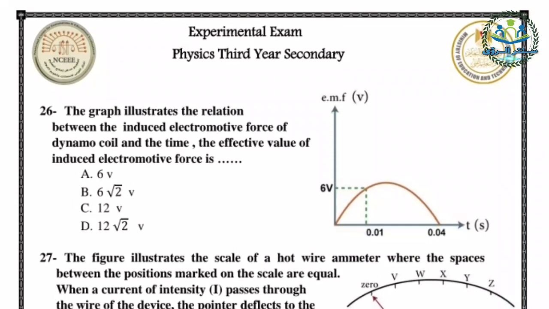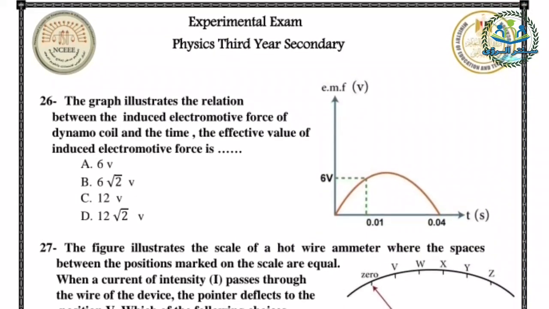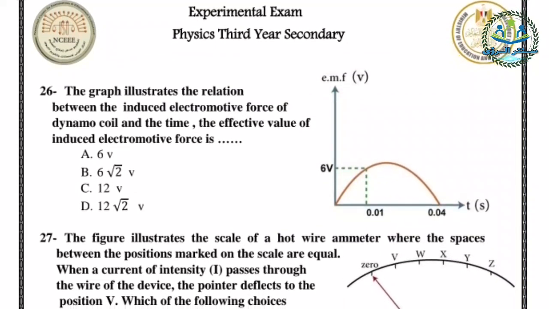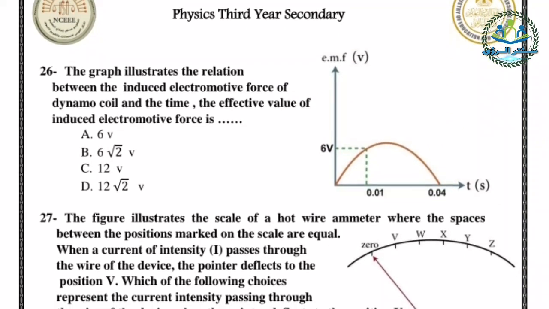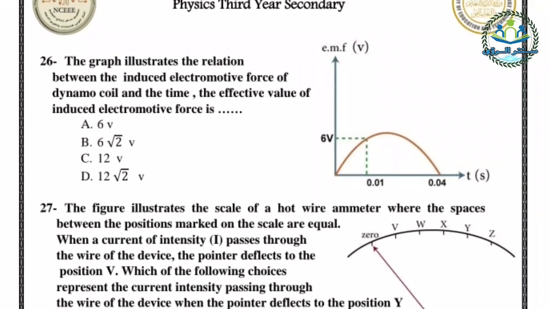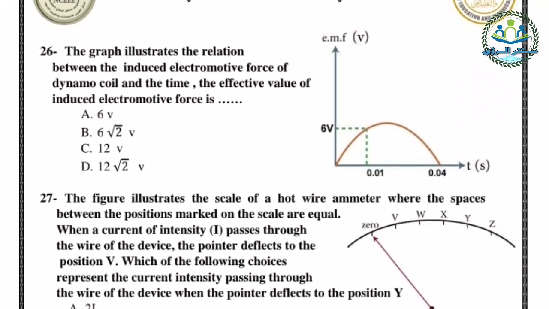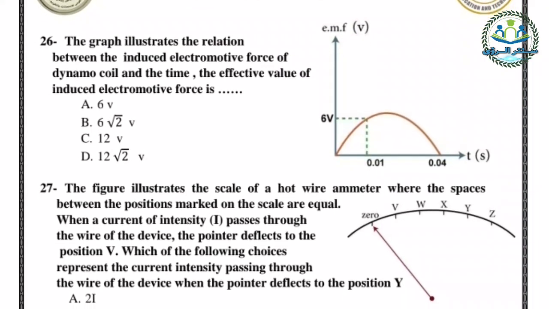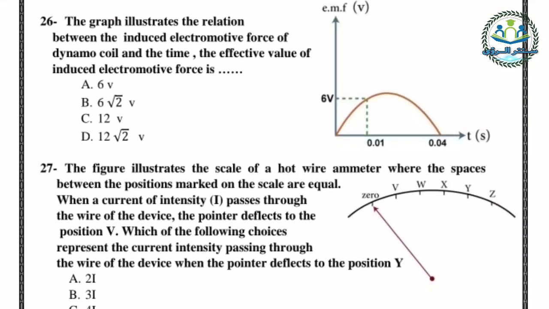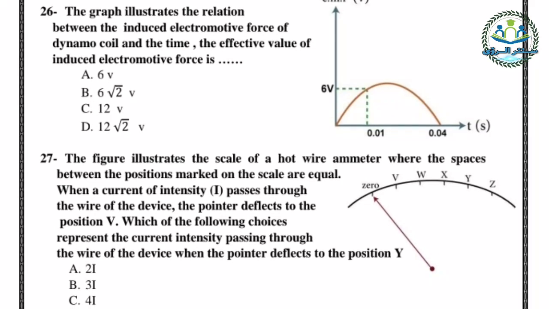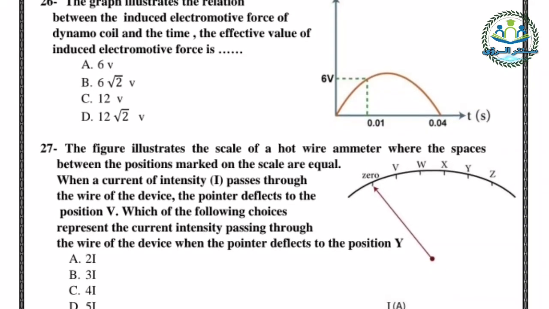26. The graph illustrates the relation between the induced electromotive force of a dynamo coil and the time. The effective value of the induced electromotive force is... A) 6 V, B) 6√2 V, C) 12 V, D) 12√2 V.